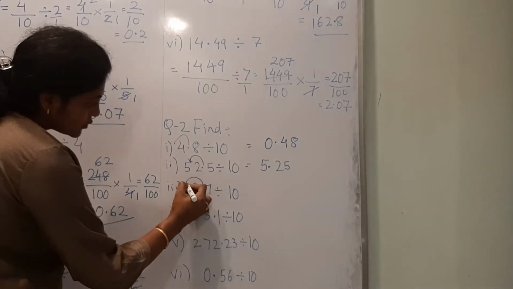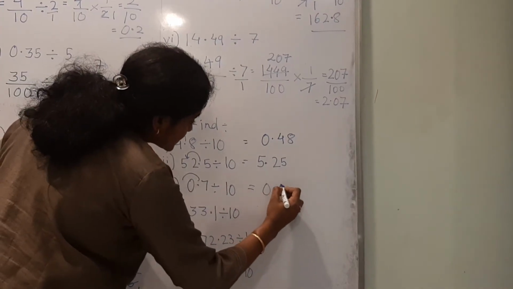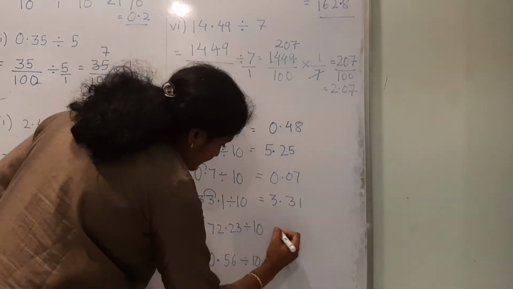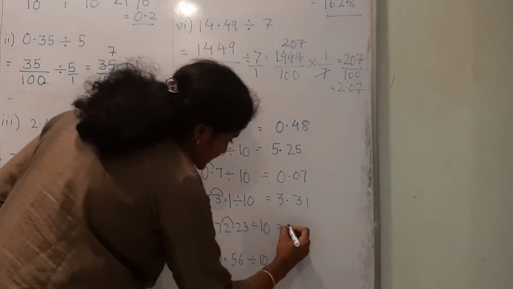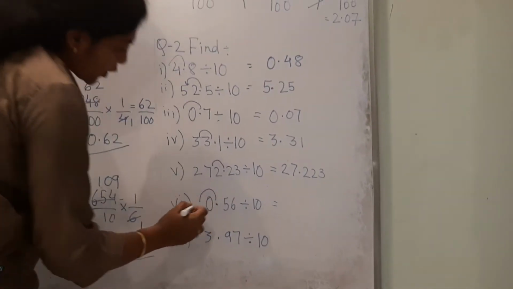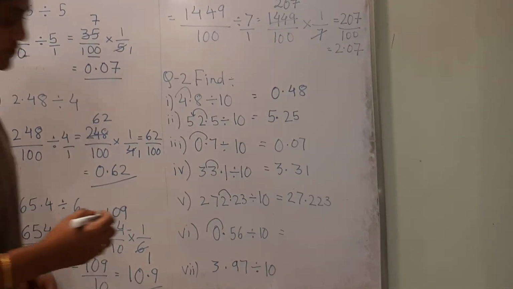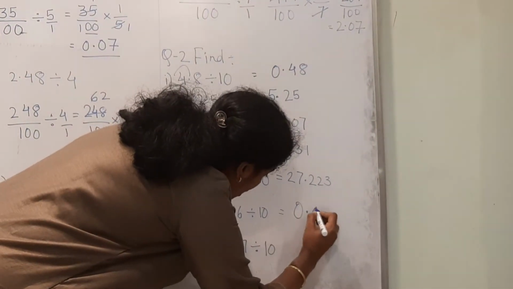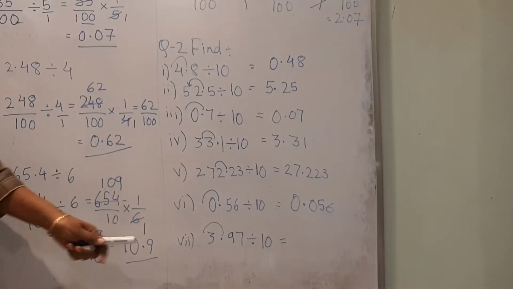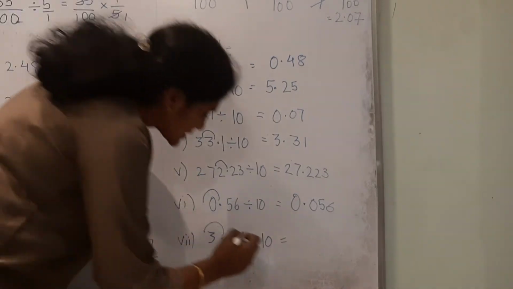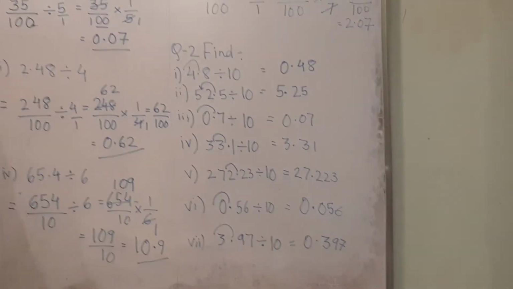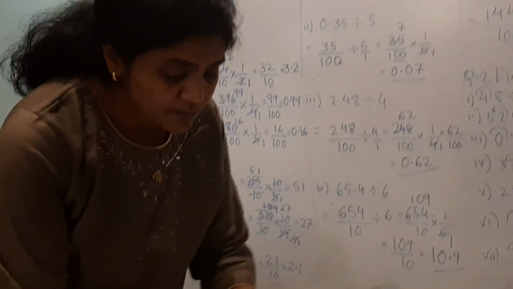5.25, to one place. 0.07. So this will be 3.31. Again one place, 27.223. Again 0.56 divided by 10 towards one place. This will be 0.056 and 3.97 divided by 10. Again shift towards left one place. So 0.397. Now question 3 is also same.